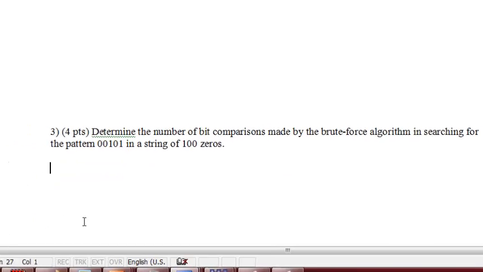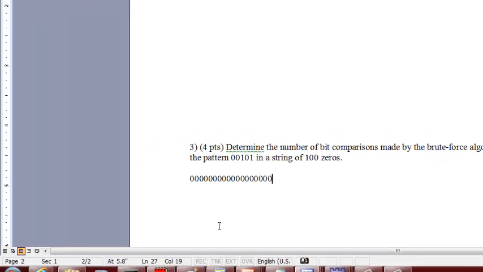Now for this question, we have 100 zeros, and we are searching for something like this. Okay, so again the number of iterations is going to be 100 zeros minus 5, the search pattern length, so it's going to be 96 iterations.